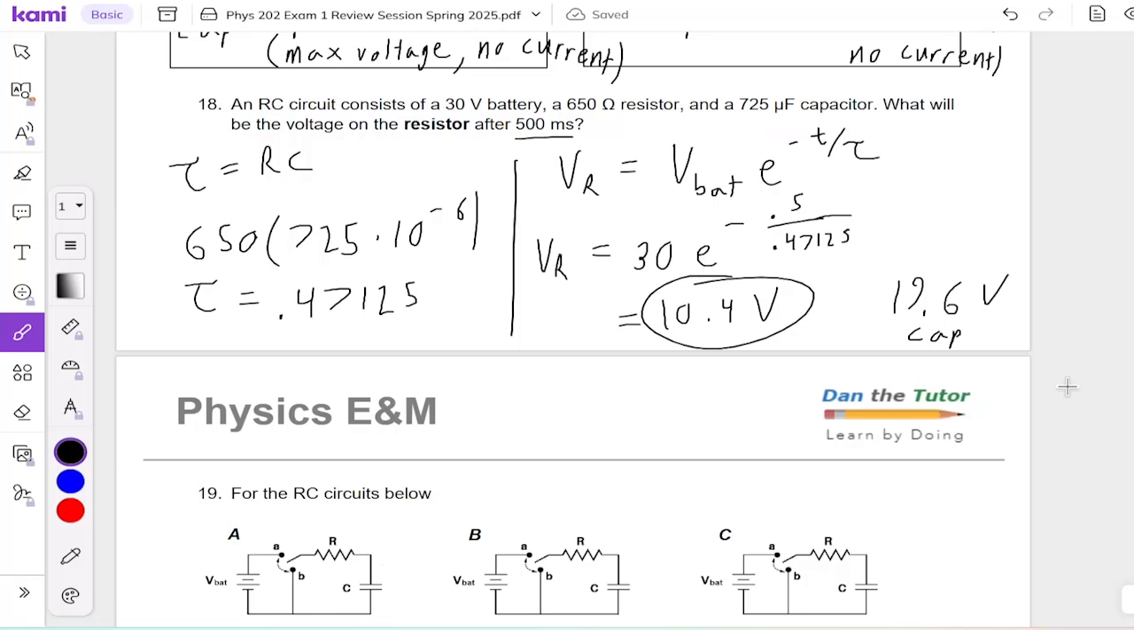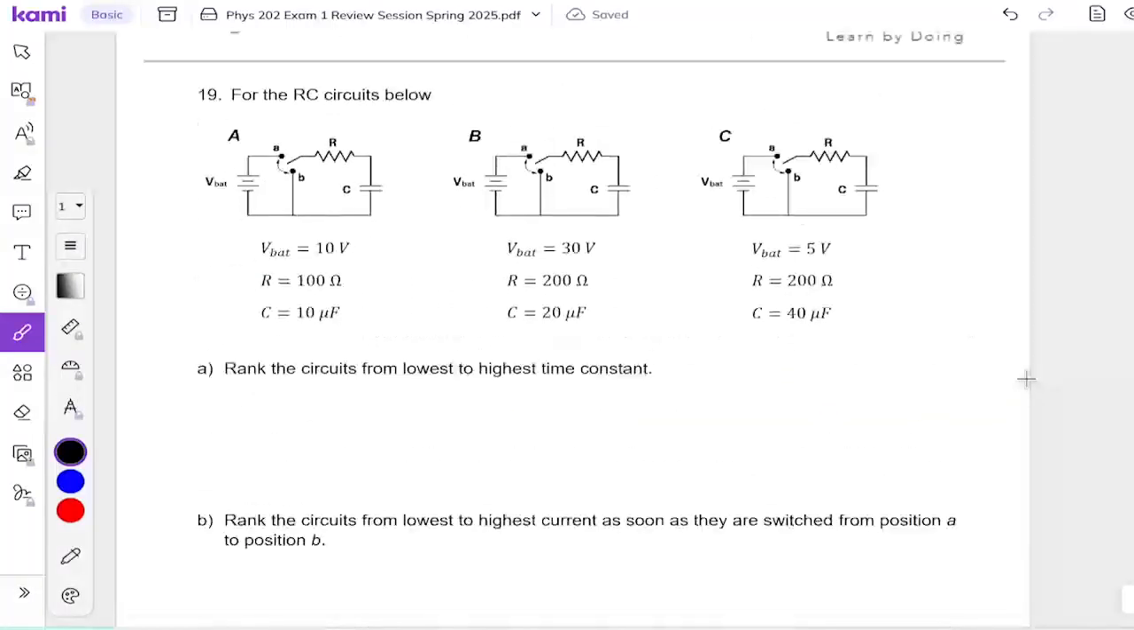Any questions? Okay, that wasn't so bad. And then the last question of the night, which I broke up into 3 parts. I have 3 circuits, A, B, and C. You'll notice it's the same circuit. I'm not trying to trick you, but I give you different voltages in the battery, different resistance values, and different capacitance values. For this one, I am going to ask a volunteer from the audience for each part.